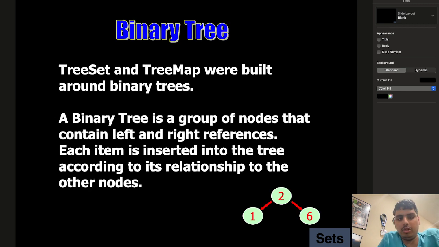Alright, binary tree. So the tree set and the tree map are built around binary trees, hence they have the word tree in them. Binary trees are a group of nodes that contain left and right references. Each item is inserted into the tree according to its relationship to other nodes. So you have the 2, and that's pointing to the 1 and the 6. So you can see the nodes are those left and right references. Alright, you just think of a tree. Climb up a tree, have fun on trees.